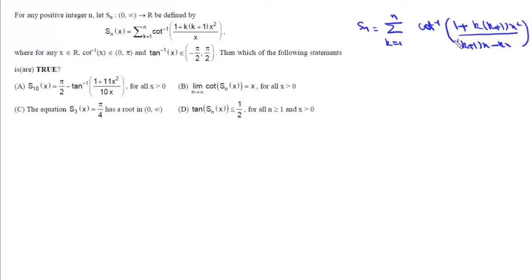If we take its reciprocal, then we can write it in terms of tan inverse, and we know that tan inverse of (x minus y) upon (1 plus xy) is tan inverse (k plus 1)x minus tan inverse of kx. Now we'll simplify this summation.